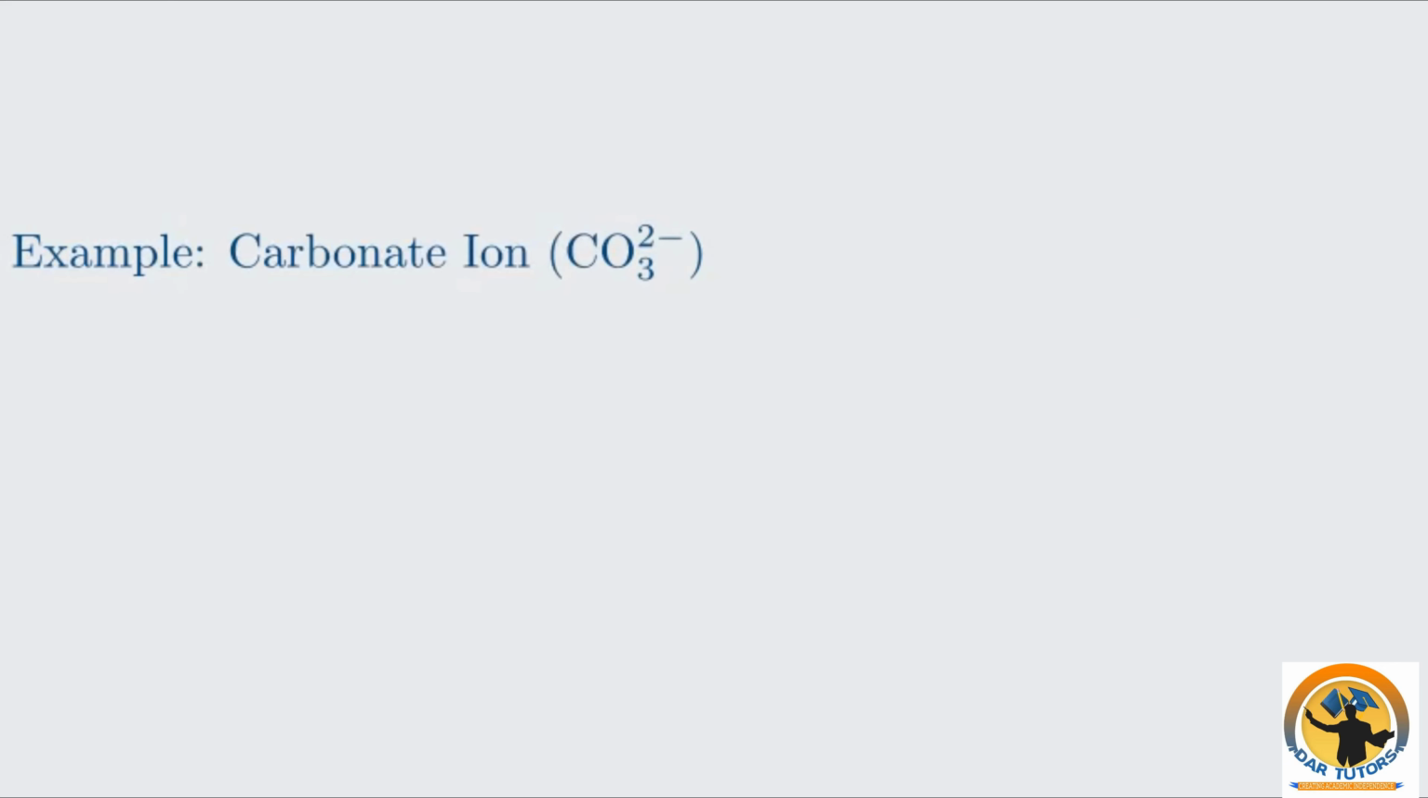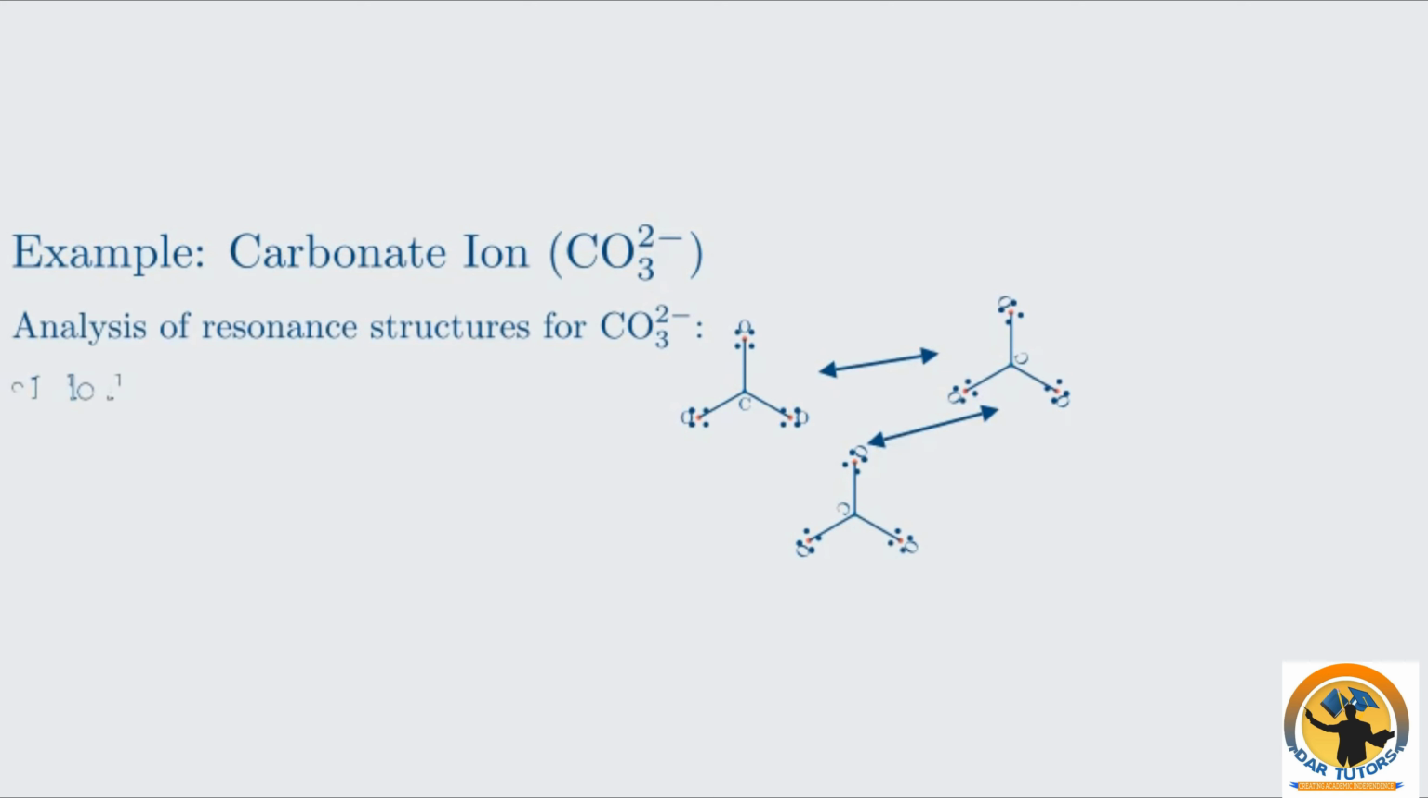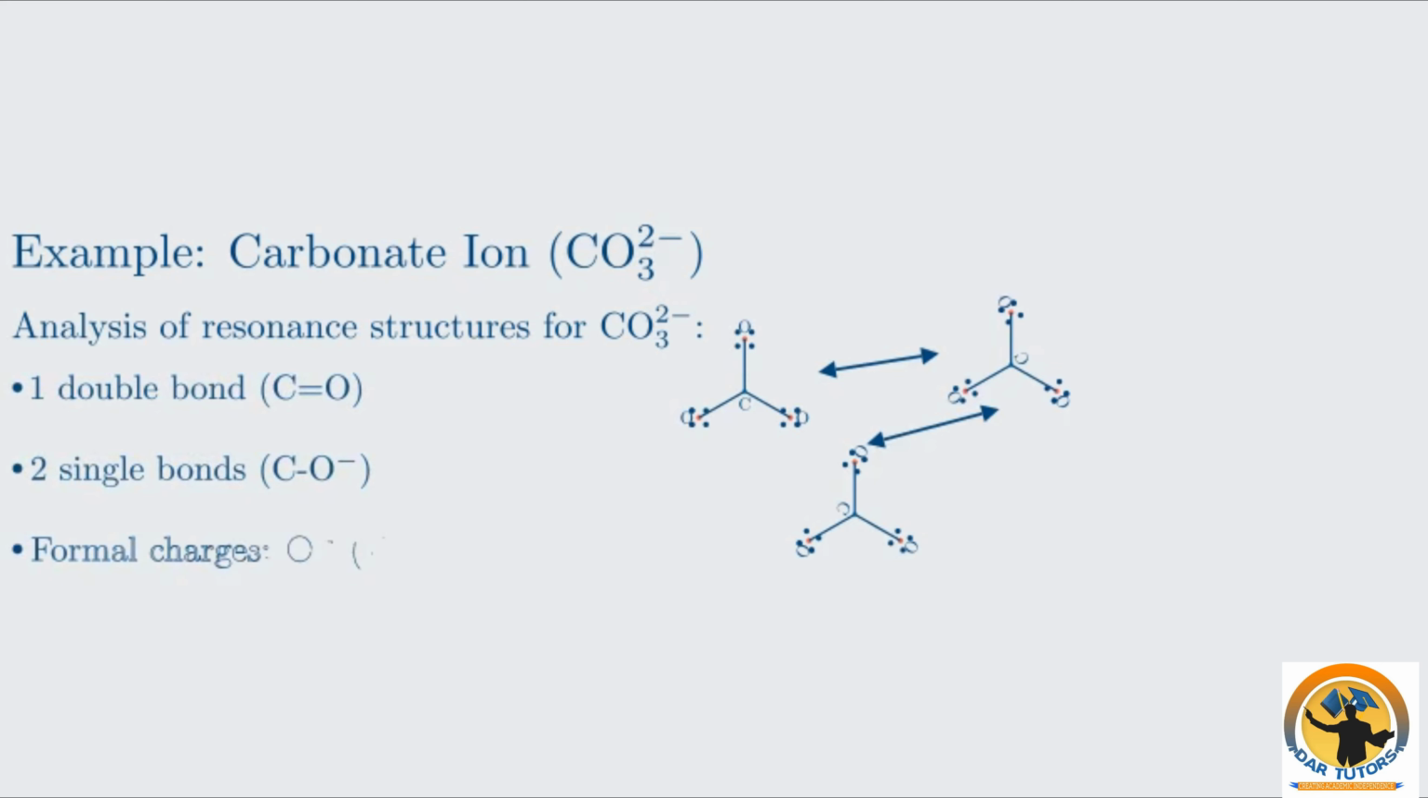Let's look at another important example, the carbonate ion, CO3 2-. The carbonate ion has a central carbon atom bonded to 3 oxygen atoms. We can draw 3 equivalent Lewis structures that satisfy the octet rule. In each structure, there is 1 C=O double bond and 2 C-O single bonds, with formal charges of -1 on the single bonded oxygens and 0 on the double bonded oxygen.